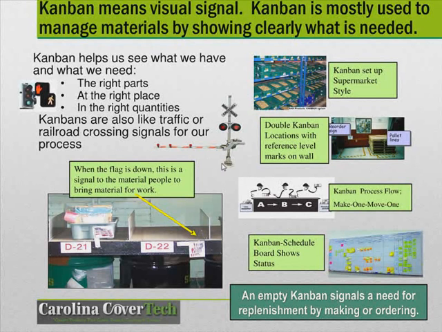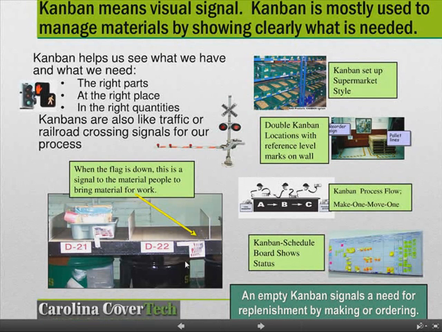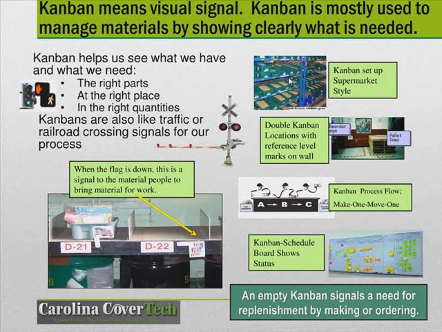And it's implemented in many different ways. As an example here, it's when the flag is down. This is a signal to the material people to bring more items, more supplies that we can keep our process flowing. Here's a setup as a sort of a supermarket style. All I have to do is glance up at the shelves that are clearly labeled and with addresses for everything in them, and I can see if material's there or not, or the material handler can quickly see if something needs to be replenished.